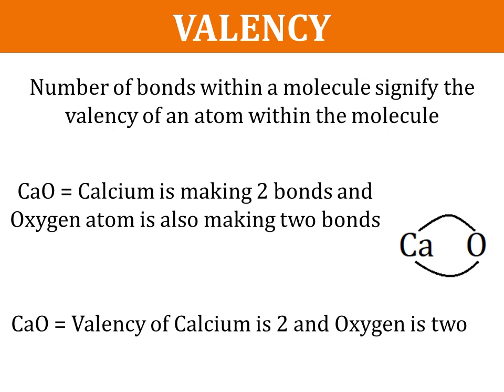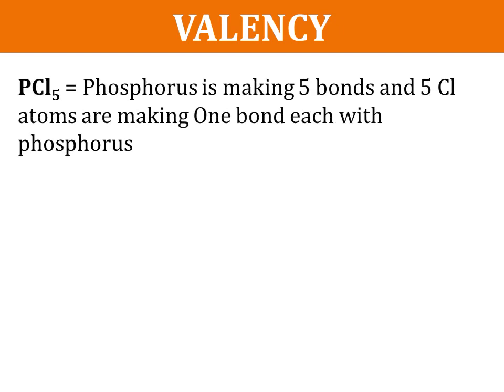Moving on to another example, that is PCl5, phosphorus pentachloride. Phosphorus is making 5 bonds and 5 chlorine atoms are making 1 bond each with phosphorus. Once again, if you remember that example from earlier, from the perspective of phosphorus, phosphorus is visualizing that it's making 5 bonds at the same time.